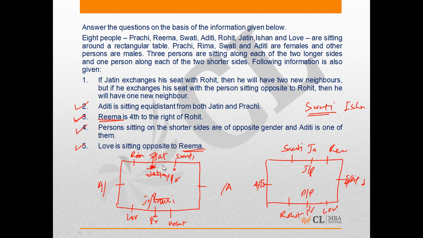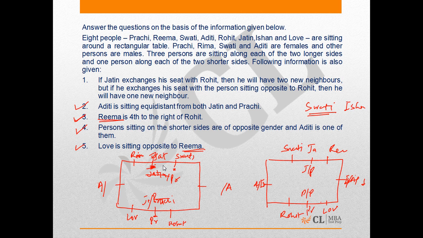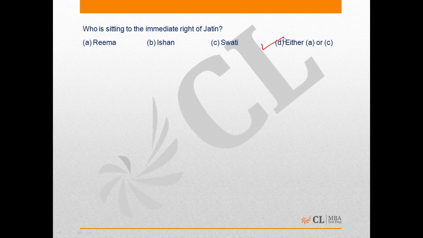Now let's move to the questions. The first question is asking who is sitting to the immediate right of Jatin. The person who is sitting immediate right of Jatin could be either Rima or Swati. Therefore option D is the correct answer. The next question is asking who is definitely not a neighbor of Rohit. From the options it can be seen that Swati is sitting opposite to Rohit, therefore she cannot be a neighbor of Rohit. Hence option D is the correct answer.